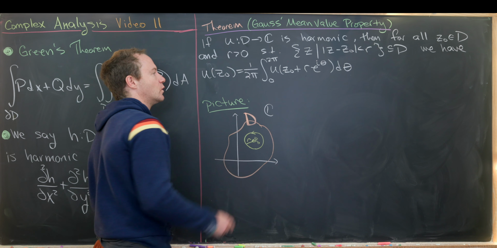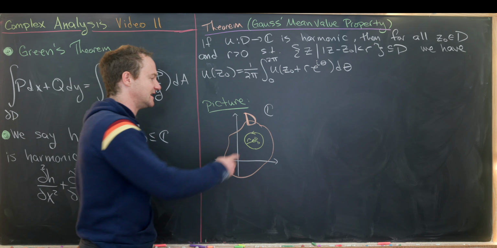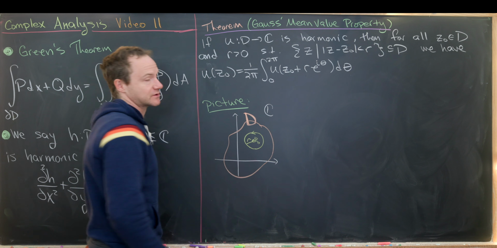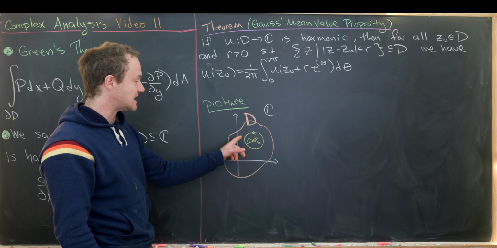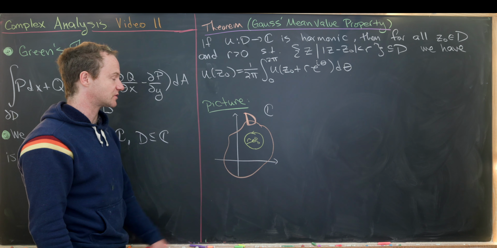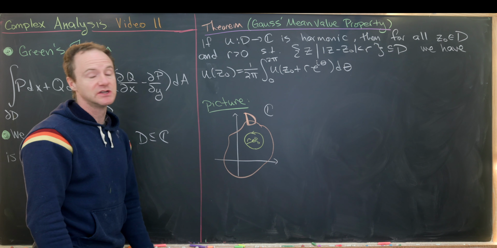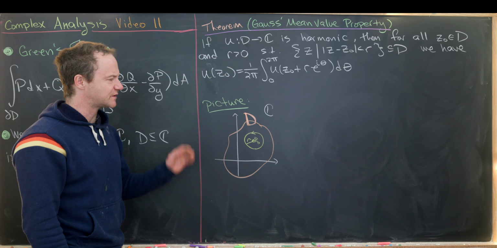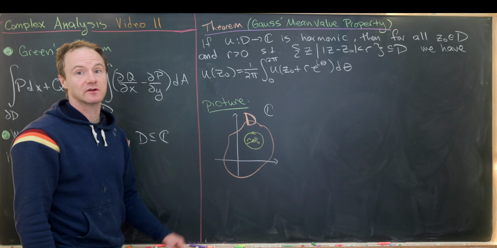But then including this 1 over 2 pi is essentially finding the mean value of our function u on this circle. And what we have is that the mean value of this function u on this circle is exactly equal to its functional value at its center. Okay, so now that we've got a good idea of what's going on here, let's look at the proof.